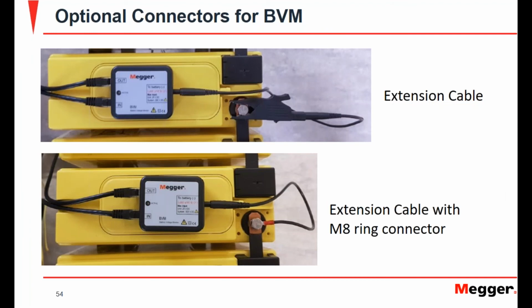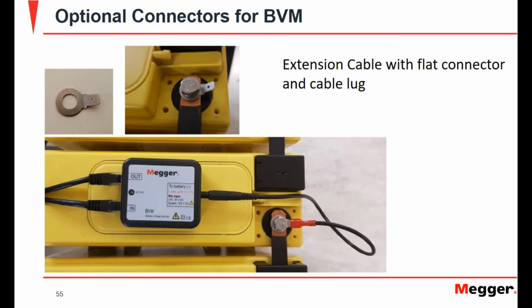VVMs sometimes come with what is called the Dolphin clip, and you can connect with it. But if it is not easy to connect to the battery, there are more options you can use. Because they are banana connections, they can easily be extended. You can also use an extension cable with an M8 ring connector that you install permanently to the battery, and bring that extension cable with the corresponding adapter there.